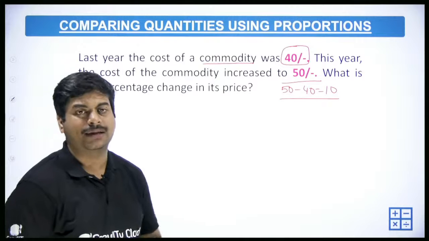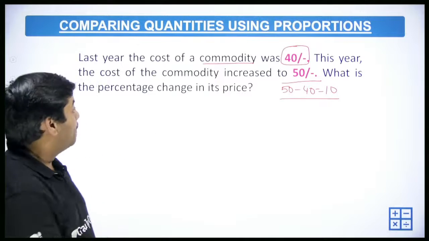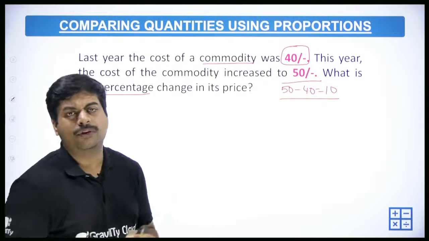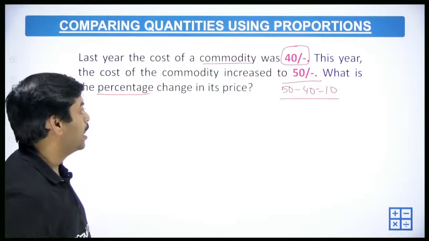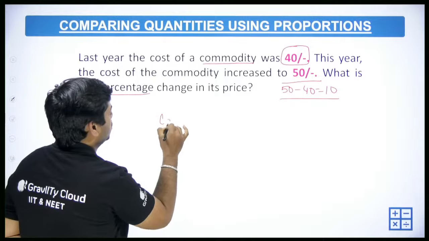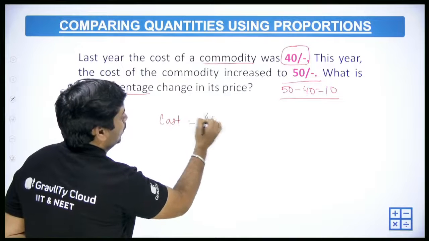So what can we say here? Percentage means per every 100. But here we are talking about 40 rupees or 50 rupees. Let's see that. So what is the change in price? What is the actual cost? Last year the cost is 40 rupees. From 40, okay.